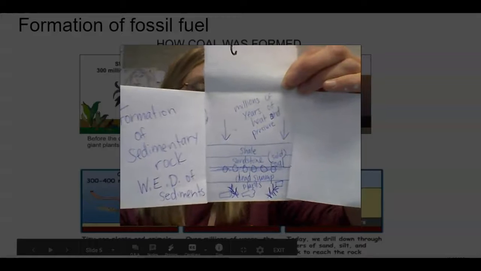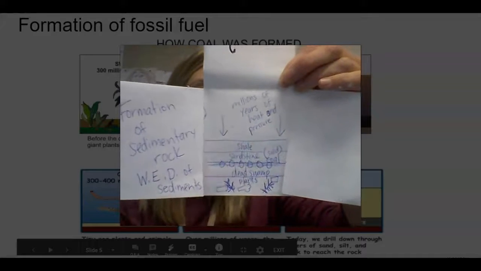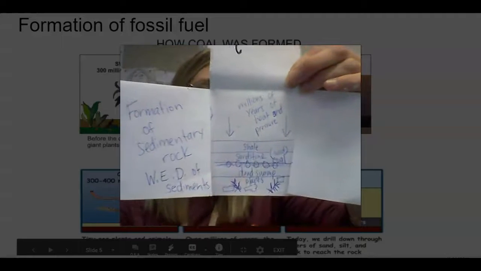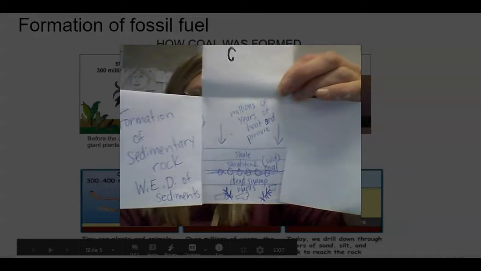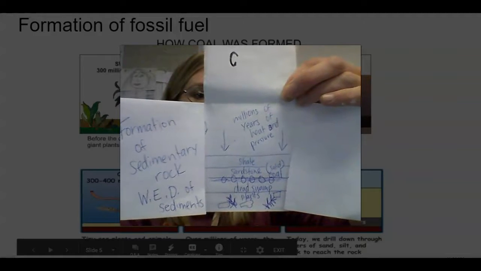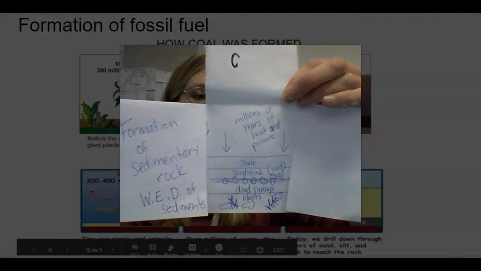I keep saying shell, excuse me, I meant shell. And then what happens is the heat and the pressure keep coming down on that for millions and millions of years. If you want to take a minute and pause the video so you can put this in your foldable, please do.